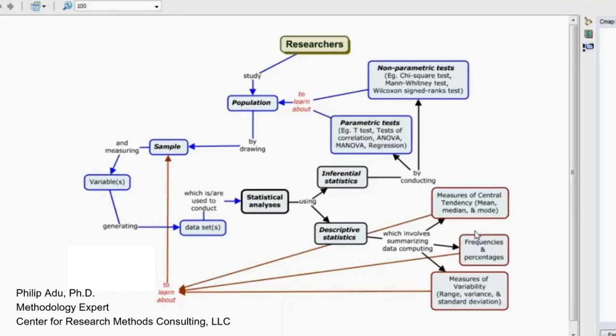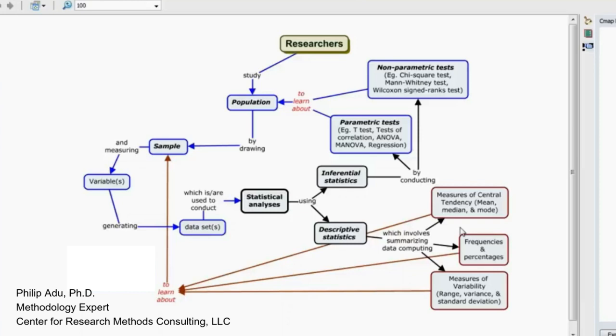So for descriptive statistics, sometimes you just want what we call the measures of central tendency. That is, you just want to measure the mean, median and mode. Most of the time you want the mean. Sometimes you just want the frequencies, how many times specific things occur. So how many females do you have? What percentage of females do you have in your group of participants?